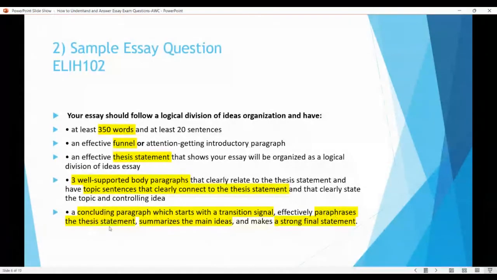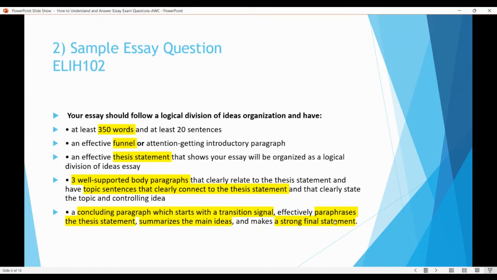It also paraphrases the thesis statement. Yeah, you can paraphrase the thesis statement. That means you can write exactly what you have said in the thesis statement using different words. And this is what we call paraphrasing. You're saying the same thing using different words. And then you summarize the main ideas. So the main ideas that you have discussed in different paragraphs, you can summarize here. And then you can end with a final statement.